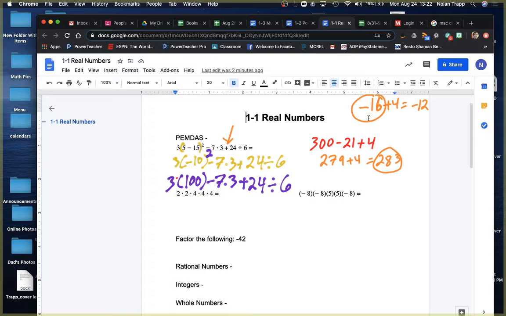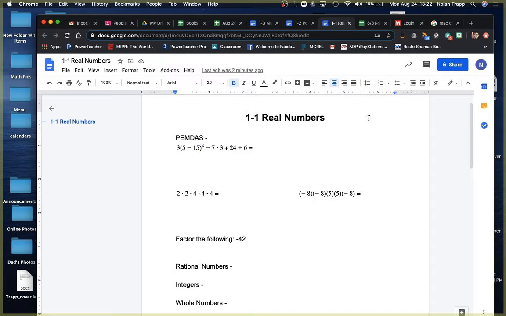Remember to keep the sign with it. Something else I mentioned but didn't actually do one of, but I will mention it real quick. If you were to see a problem like this, it is important to work left to right, because the correct answer would be 24 divided by 6 is 4, times 2 equals 8.